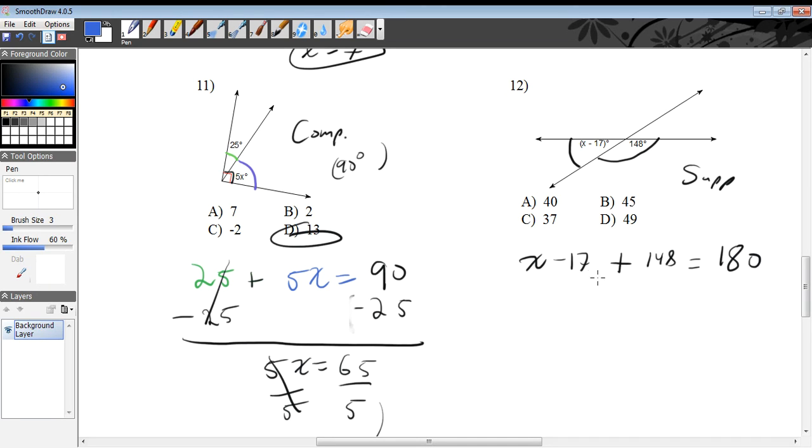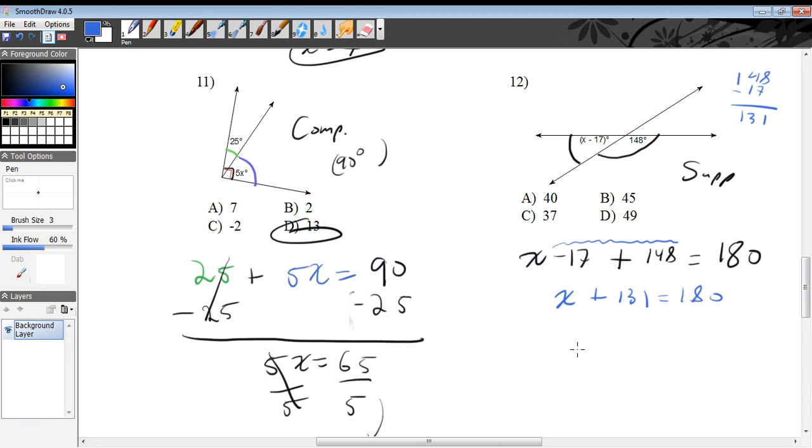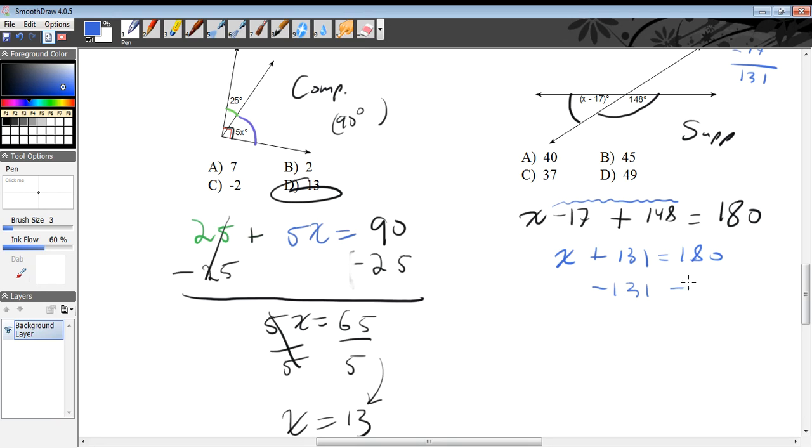Now, this part here is pretty crucial. If I'm going to combine these on this side, I have to recognize that this is a negative 17. So this is taking 17 away from 148. So it's going to become x plus 131. I subtracted 17 from 148, and I got 131. And that will be equal to 180. I'll subtract 131 from both sides, and that will give me x is equal to 49.